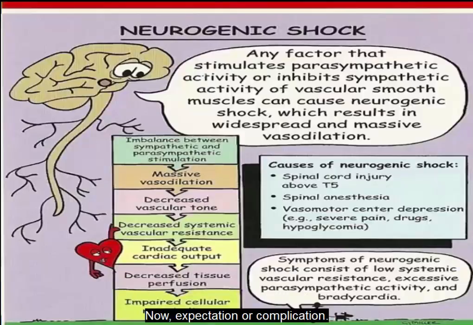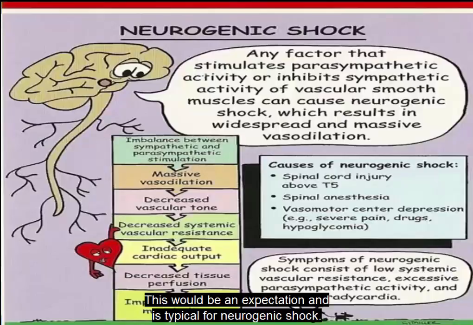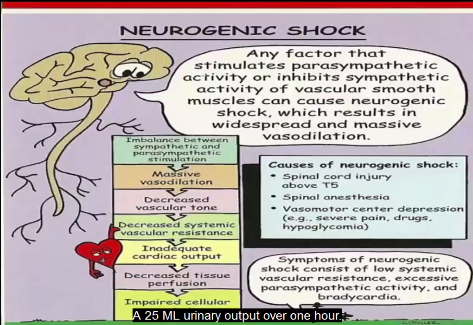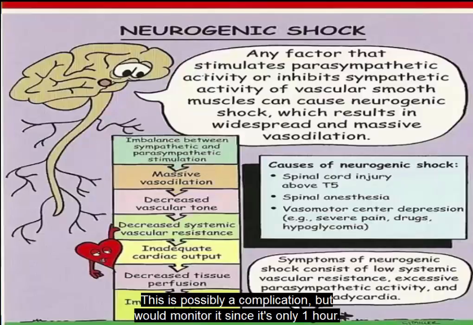Now, expectation or complication. A patient has an apical pulse of 58. This would be an expectation and is typical for neurogenic shock. A 25 ml urinary output over 1 hour. This is possibly a complication, but would monitor it since it's only 1 hour. Warm, dry skin is consistent with early neurogenic shock, possibly a complication.